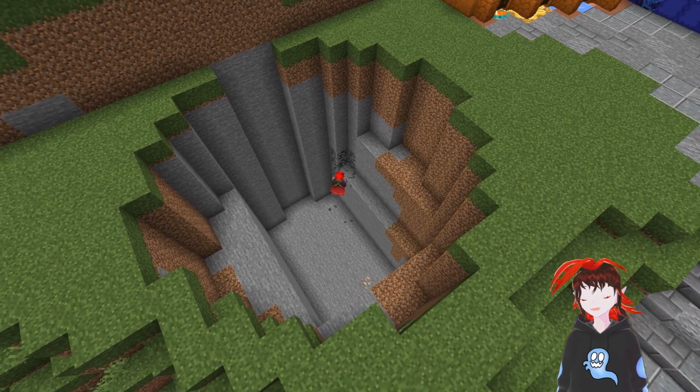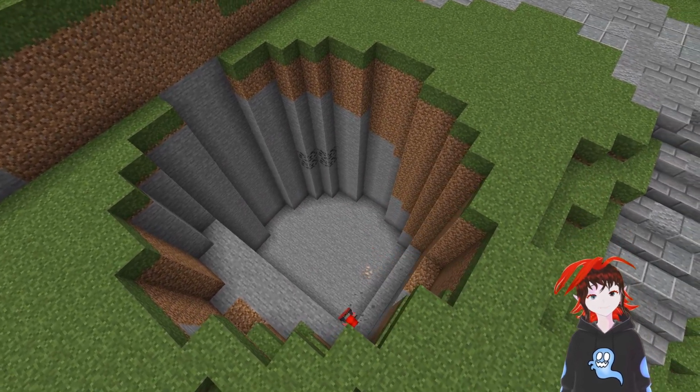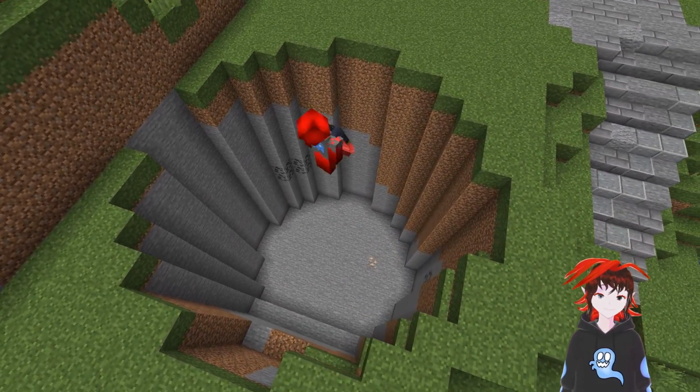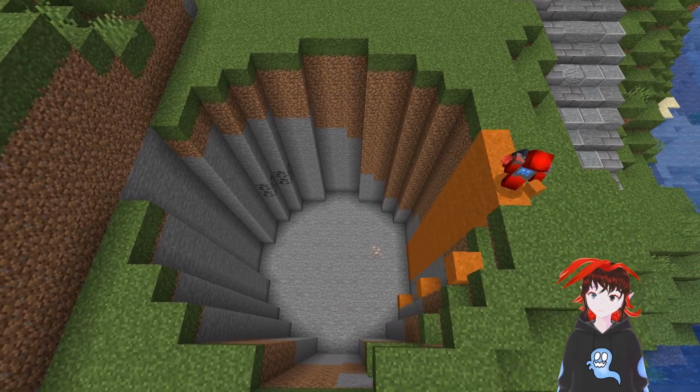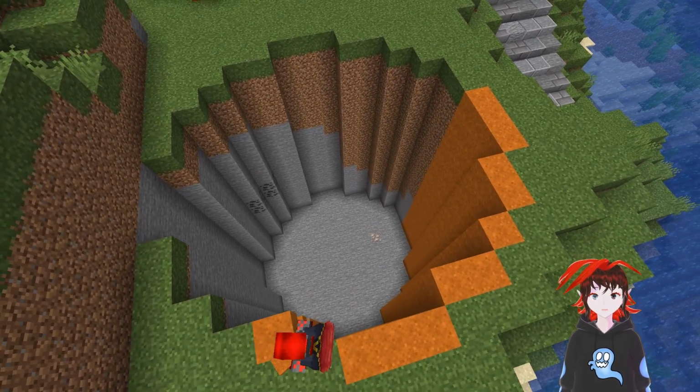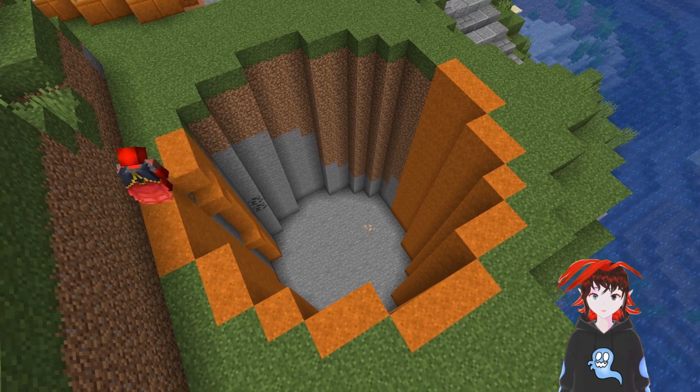And on a final note, your terrain can affect how your build looks. A build made for the desert won't look the same if you plop it in the tundra, so keep that in mind when you build.